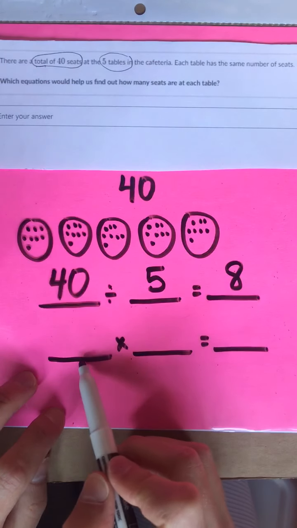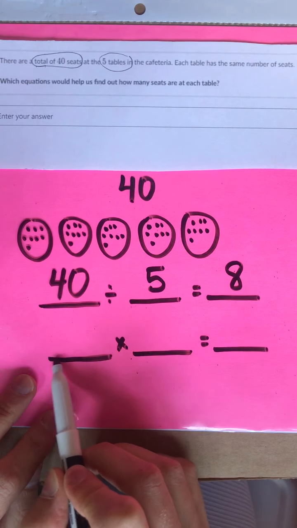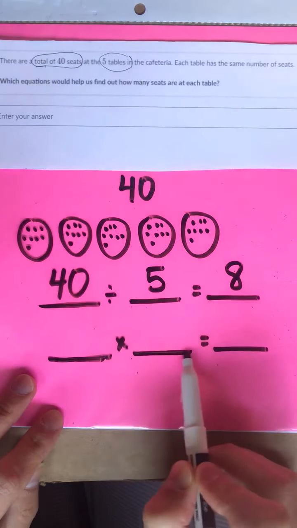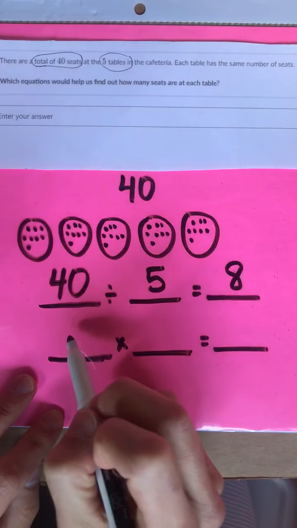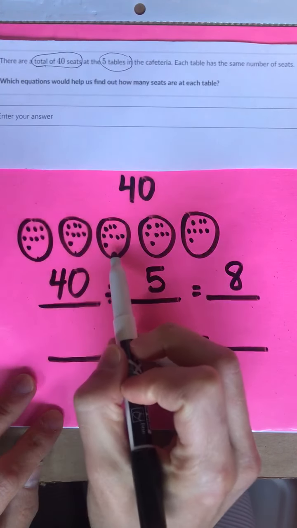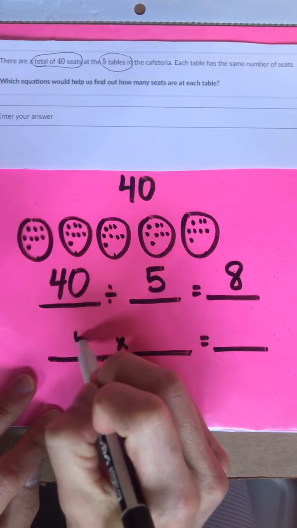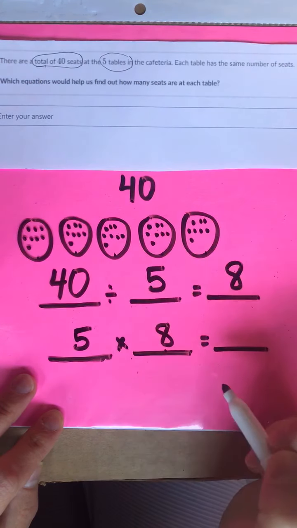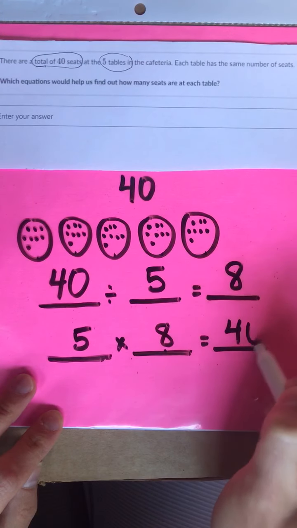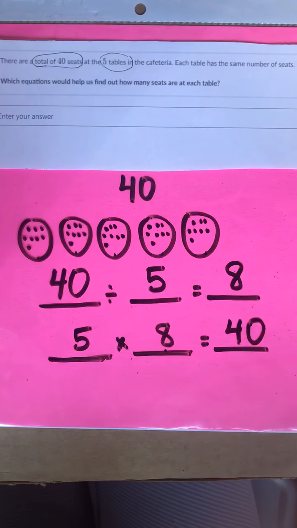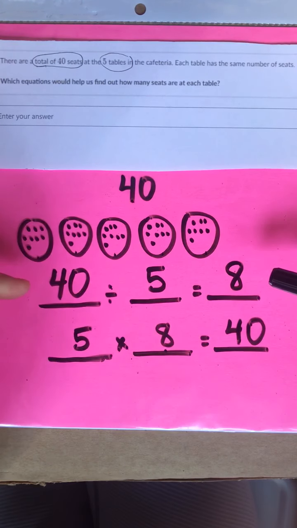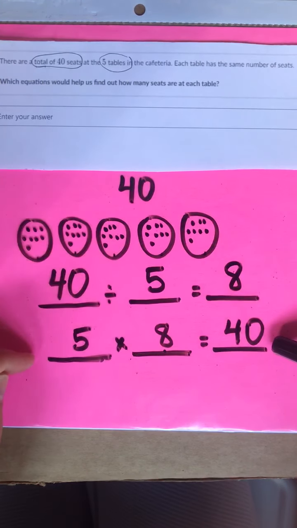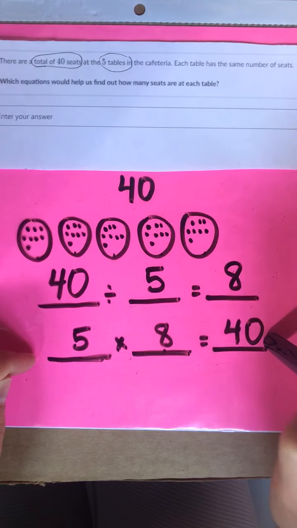Okay, friends, great job. So remember, how many groups of how many at each table? So how many tables did we have? That's right, we had 5 tables of 8, because there were 8 seats at each table, and that equals 40, our total number. Okay, friends, remember, when you go to submit your answers on your online quiz, you need to put your division equation and your related multiplication equation.